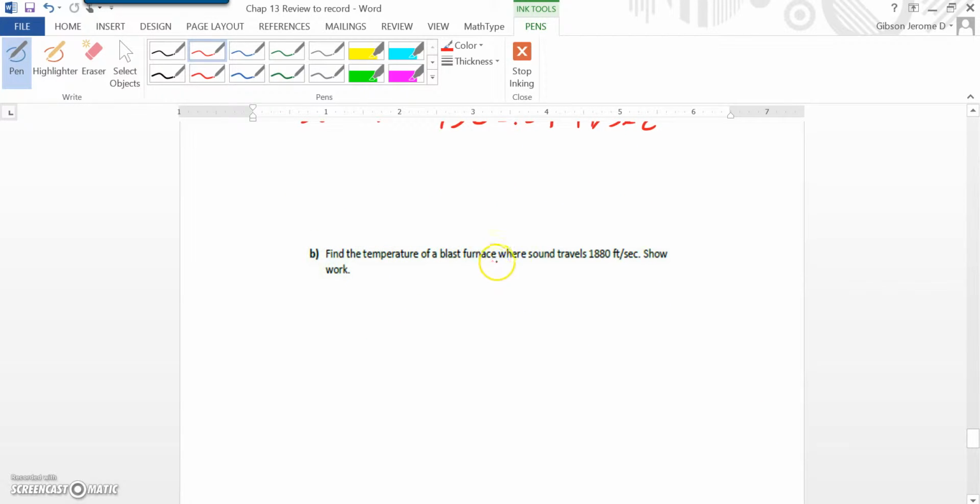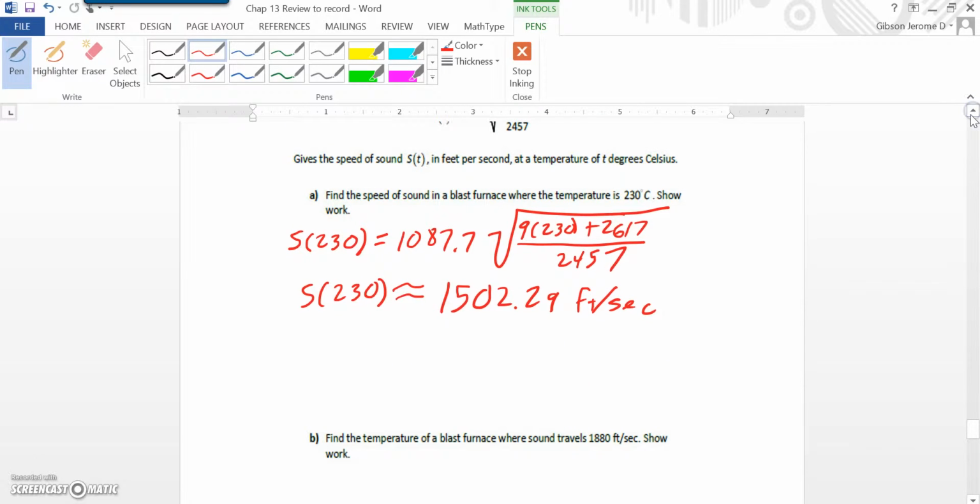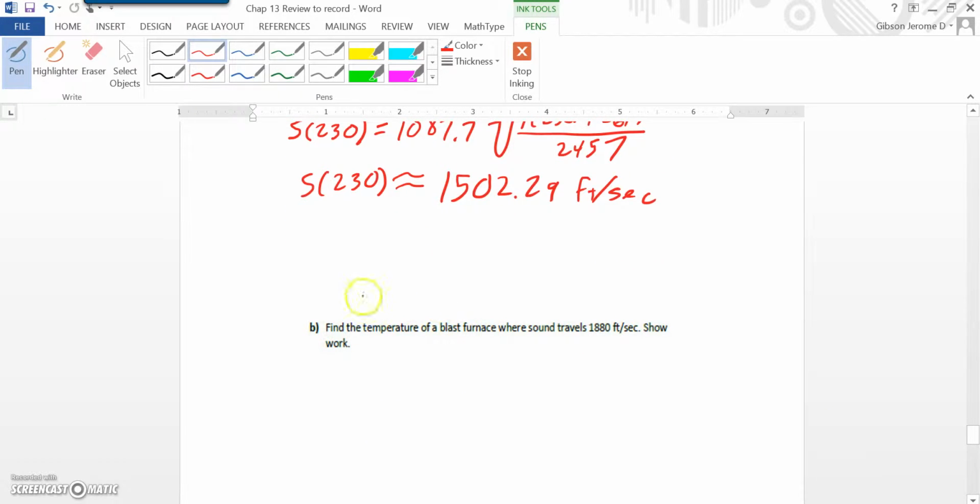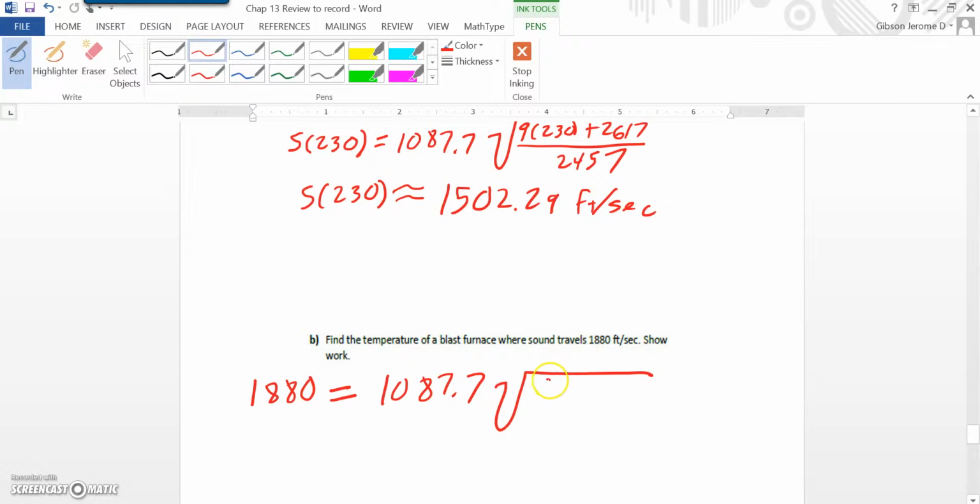It says, find the temperature of a blast furnace where sound travels 1,880 feet per second. Show your work. Okay, so this is what we would do. We would take this formula here, but for S of T, we will put in the 1,880, and we will set that equal to the formula, which is 1,087.7 times the square root of 9T plus 2,617 all over 2,457. Now our objective here is to find out what T is equal to.